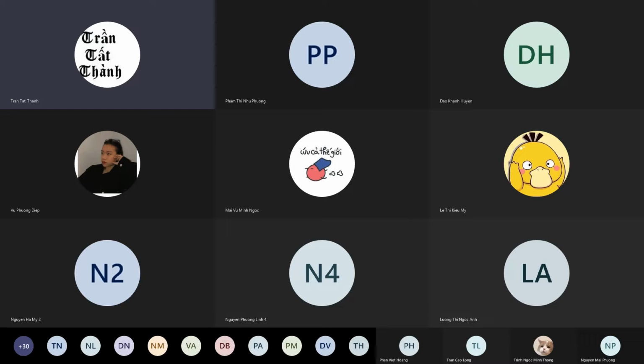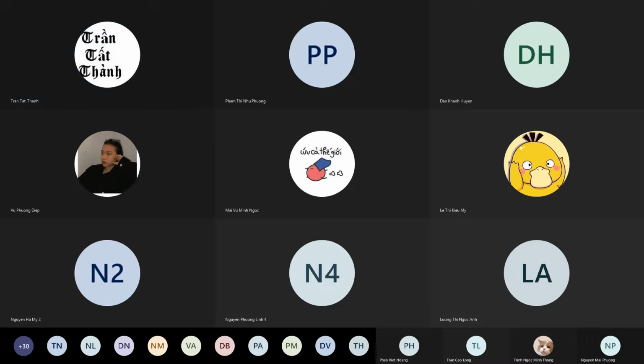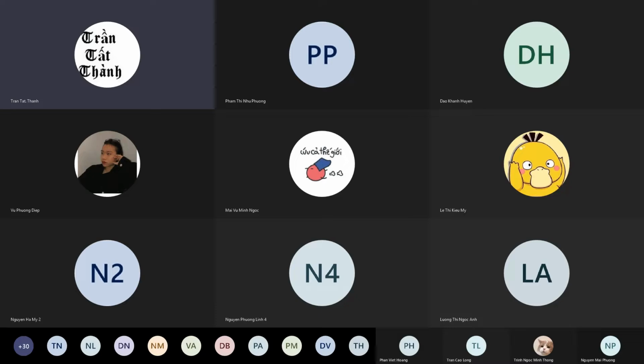You can see it here. That's going to be the cash flow statement in the Vietnamese form. Yeah, this one is the Vietnamese form.